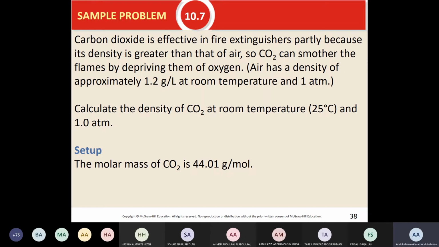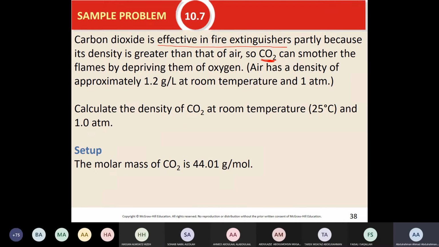Carbon dioxide, which is CO2, is an effective fire extinguisher. Do you know the fire extinguisher at our homes? Almost all use CO2. Why do they use CO2? Because the density of CO2 is higher than the density of the air. If the density of CO2 is higher than the density of air, what will happen? CO2 will go beneath the air, down, and the air will go up. As a result, the fire will not find oxygen and it will stop. Is this clear? Yes.